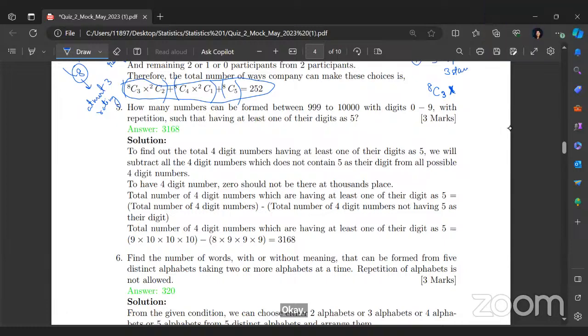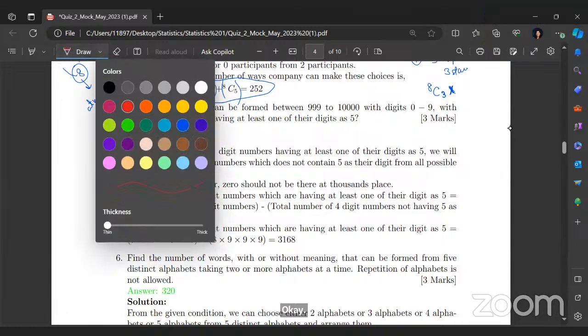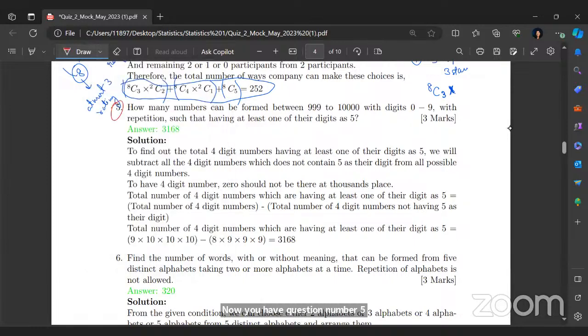Now you have question number 5. It says, how many numbers can be formed between 999 and 10,000 with digits 0 to 9, where repetitions are allowed, such that at least one of the digits is 5?